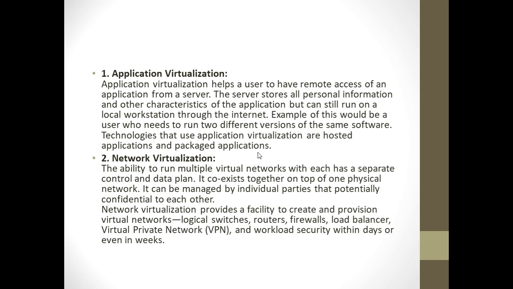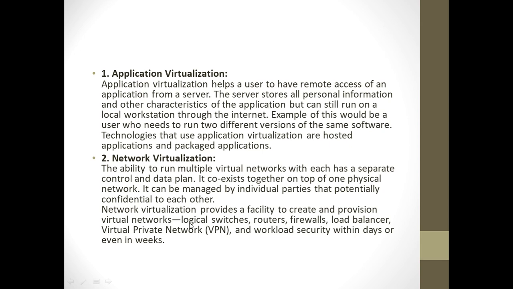Let's see the first one, which is application virtualization. Application virtualization means having, for example, several versions of the same software. That is an example for application virtualization. I allow the user to have remote access of an application from a server. The server will store all information about the application, but I can run it and access it virtually.